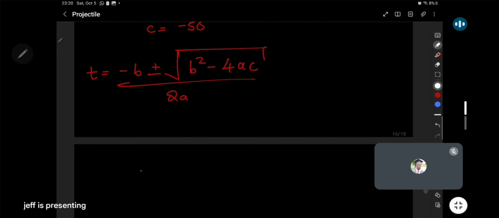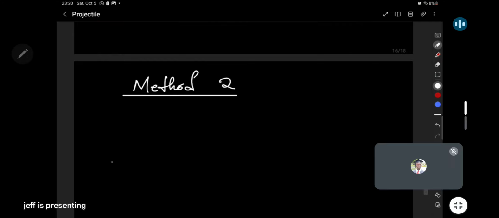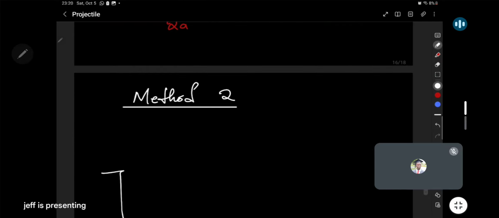But another method that you could have used to work this out, if you're trying to avoid dealing with the quadratic, remember, it's just getting t that we're trying to do. We need the value of t so that we can go ahead and find the range. So another approach that you could have used here is a little bit longer, but students tend to prefer it.